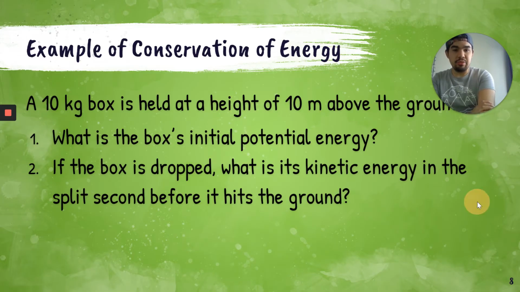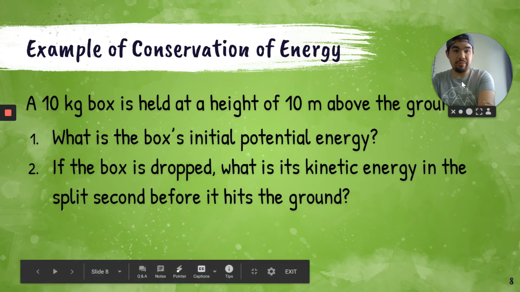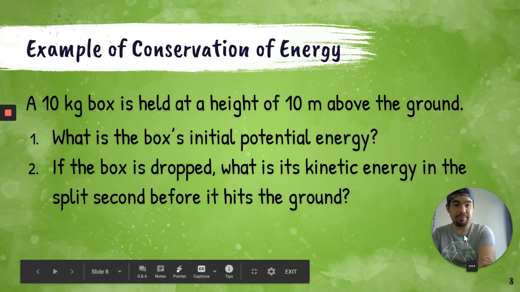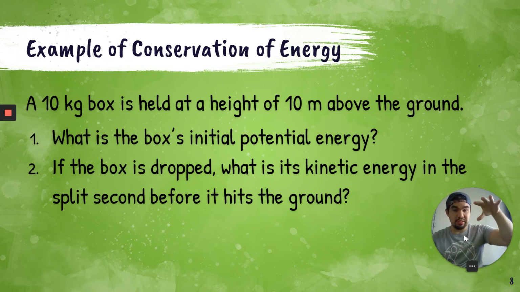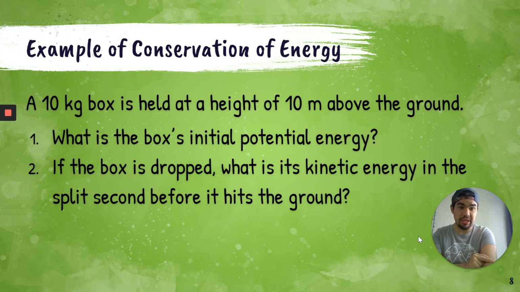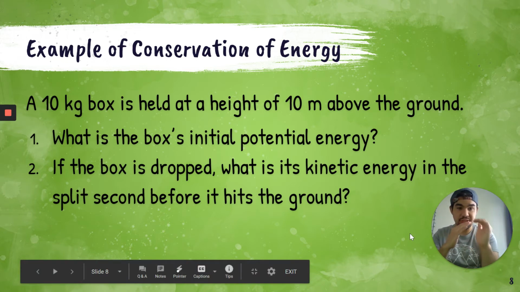All right, let's go through a little example just to see how this works in reality. Let's say we have a 10 kilogram box that's held at a height of 10 meters above the ground. We want to find two things. One, what is the box's initial potential energy? And two, if we drop the box, what is its kinetic energy in the split second right before it hits the ground? So two questions we're trying to answer, and we'll go through this step by step.